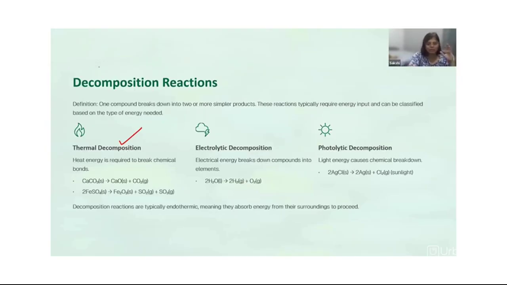Let us take one example. You have calcium carbonate. We are providing heat and it breaks down into calcium oxide and carbon dioxide gas, right? And here the state symbols are also written, which is a well written chemical equation. And later on you all can check if they are balanced or not. Next is iron sulfate, which gets decomposed into Fe2O3, that is an oxide of iron, sulfur dioxide, and SO3, sulfur trioxide. Next, we have electrolytic decomposition.